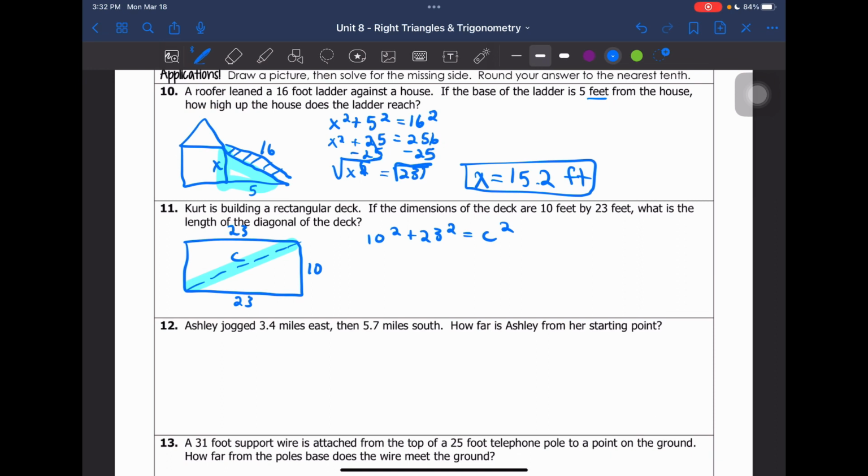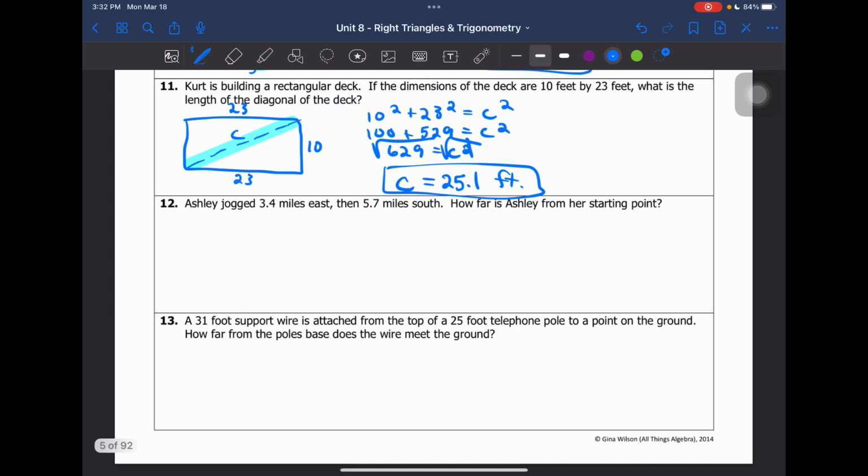So now I just need to solve for c. 10 squared is 100, and then 23 squared is 529. I'm going to add these two together, so this is 629 equals c squared, and then I need to square root that to get c. So the square root of 629 is 25.1, and again, we're talking in terms of feet, so I want to include that in my answer.